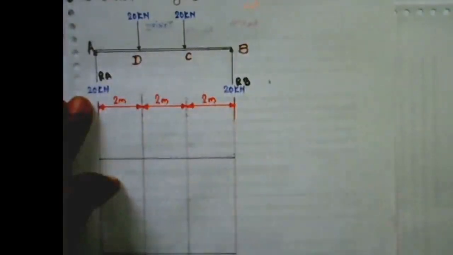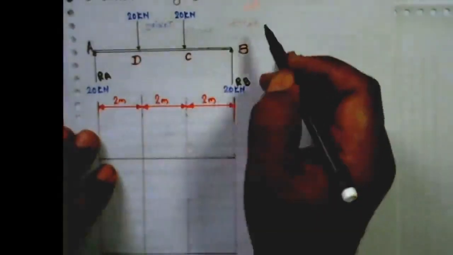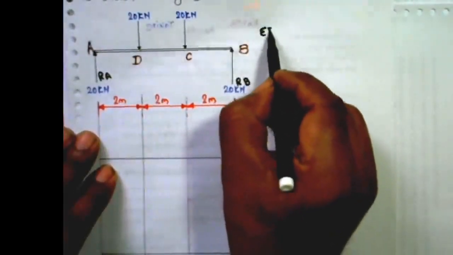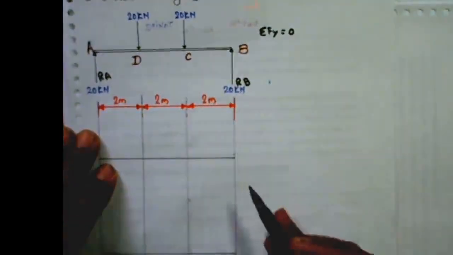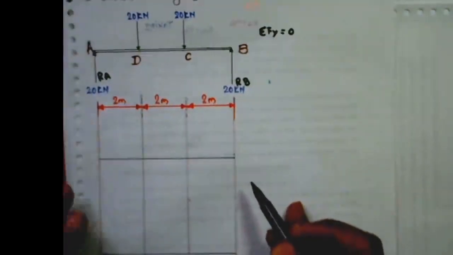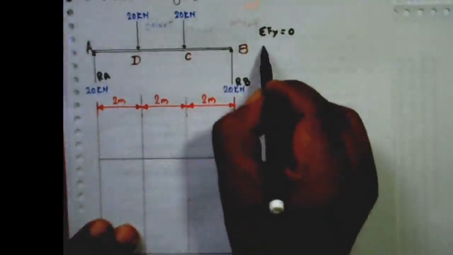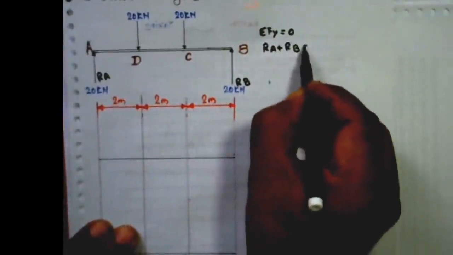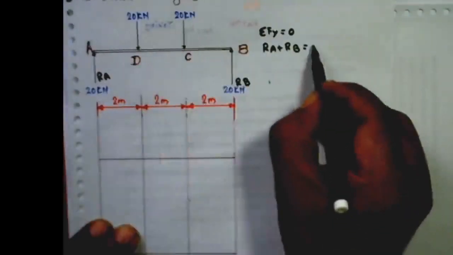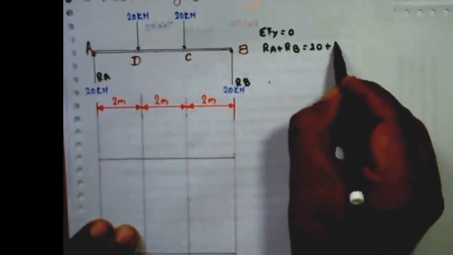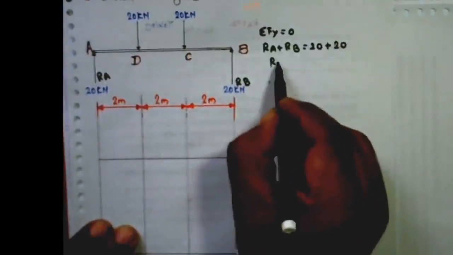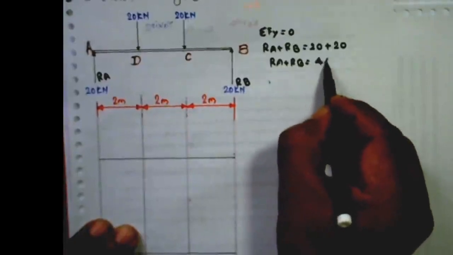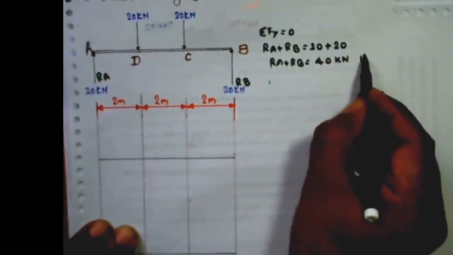So to calculate the reactions RA and RB, we have to consider summation Fy is equal to 0. It means upward forces are equal to downward forces. RA plus RB are the upward forces, and the downward forces are 20 kilonewton and 20 kilonewton. So RA plus RB is equal to 40 kilonewton, say equation number 1.